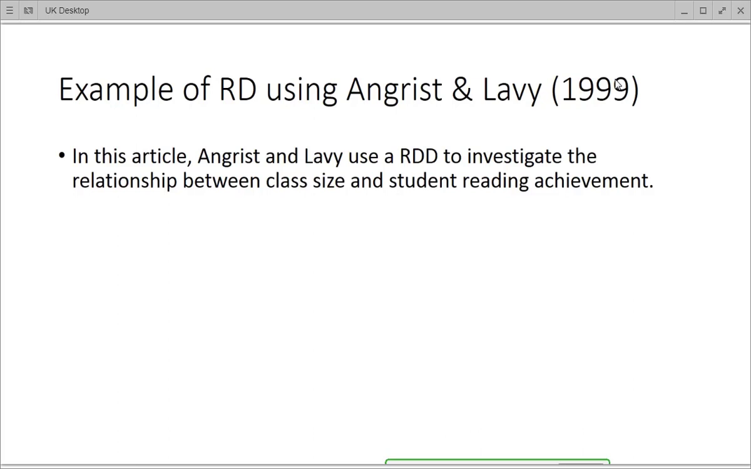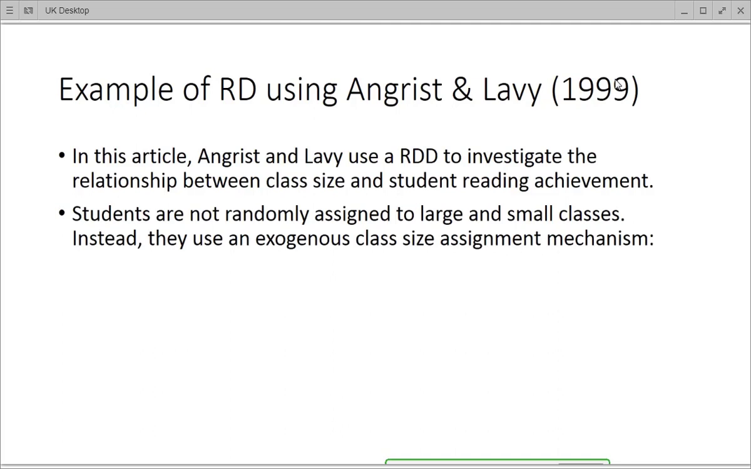We're going to specifically look at the Angrist and Lavy example, where they use a regression discontinuity design to investigate the relationship between class size and student reading achievement. Some of the literature background on this general theory is that students in smaller classes will perform better as they're receiving more individualized attention than students in larger classrooms.